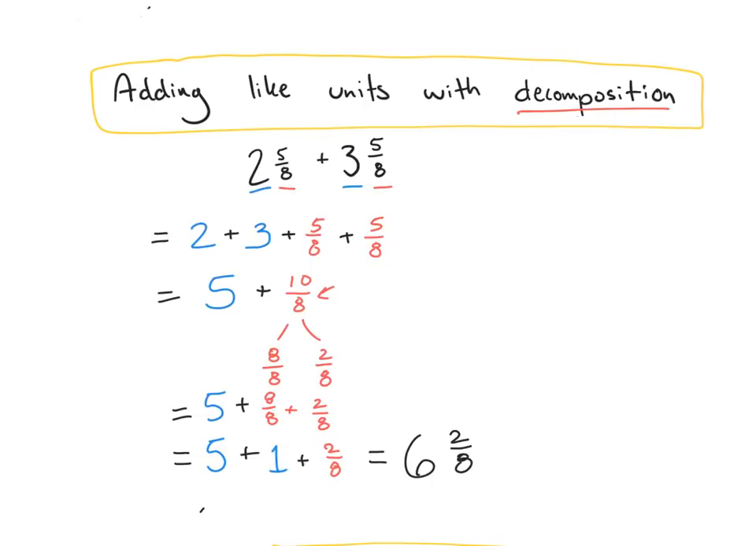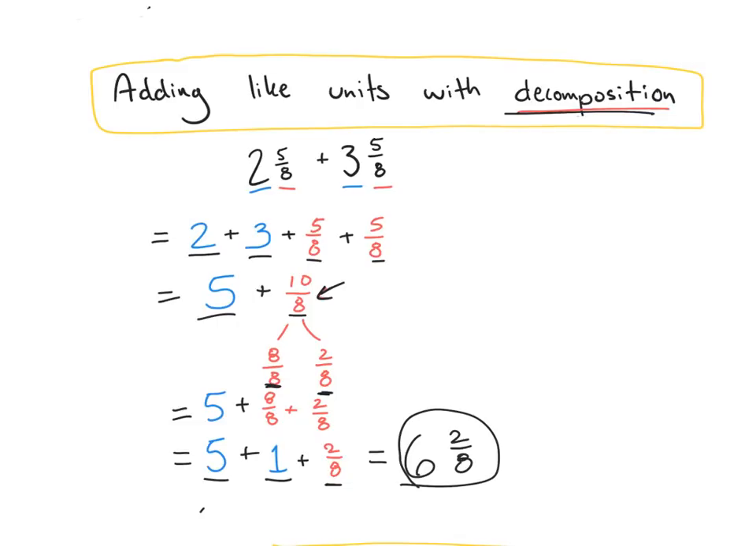So the steps I went through are, once again, separating out my whole numbers and my fractions, combining my whole numbers and fractions, and then working with this improper fraction, using decomposition to make 1 whole and the remaining fractions. Then I added my wholes together and put my fraction back together to form the mixed number of 6 and 2/8. So that's my answer, 6 and 2/8.